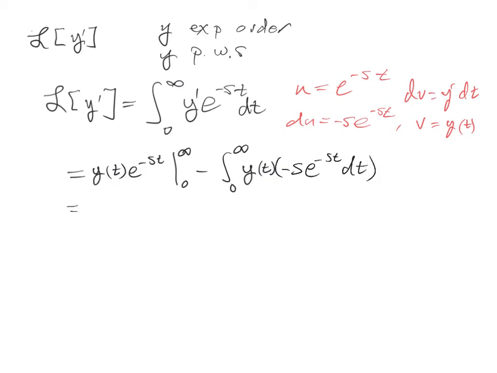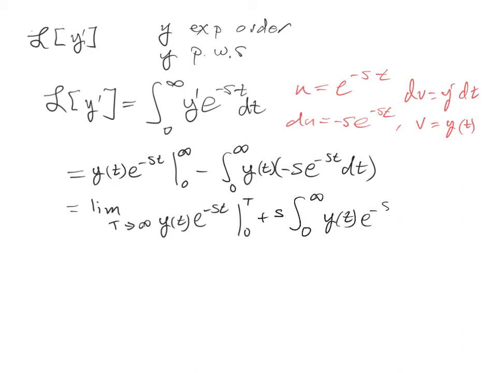So we're going to first take a look at evaluating this limit. This is the limit as t goes to infinity of y of t e to negative st from 0 to t. And then here, with our double subtraction, we're going to have plus. We have a constant s, which does not depend on t, that we can factor out times the integral from 0 to infinity of y of t times e to negative st dt.